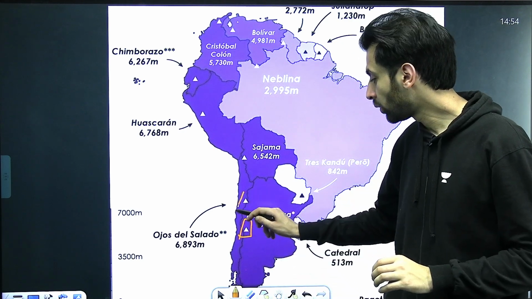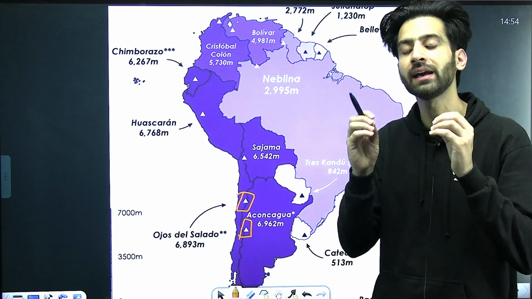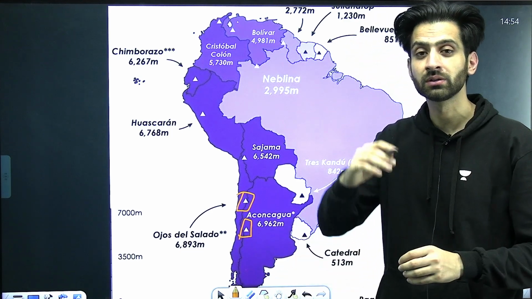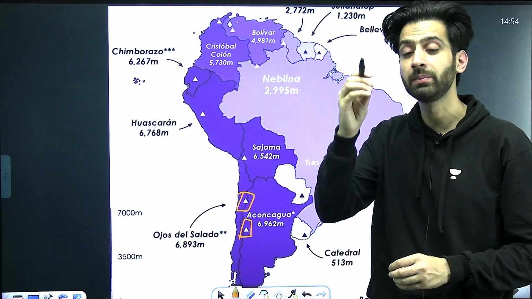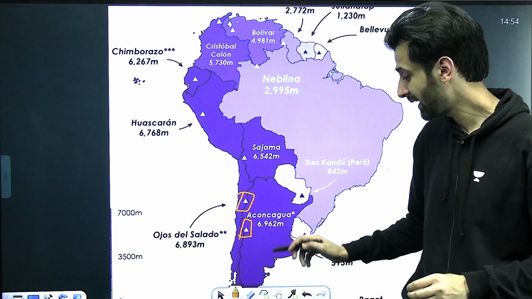Number 2, Ojos del Salados. Again, very important. Why? Because this is the highest active volcanic peak in the world. Ojos del Salados and Aconcagua.